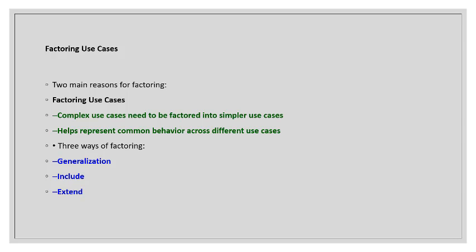Factoring: it is often desirable to factor use cases into component use cases. In fact, the factoring of use cases is required under two situations. Complex use cases need to be factored into simpler use cases. This is the first idea. This would not only make the behavior associated with the use case much more comprehensible, but also make the corresponding interaction diagram more traceable.